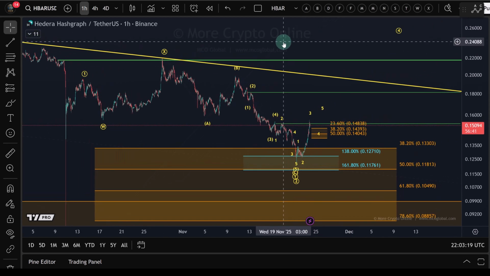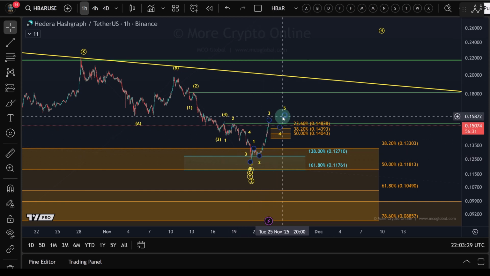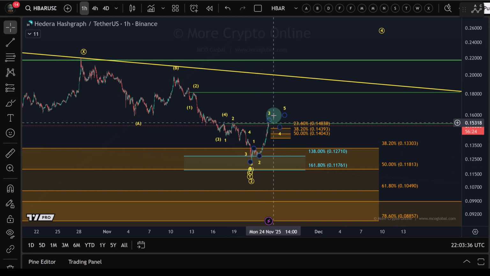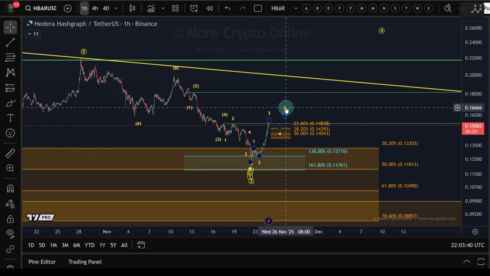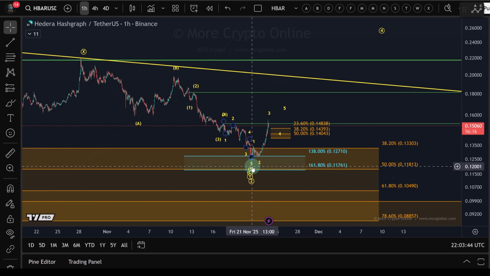HBAR is starting to show some upside momentum, which is definitely interesting. At the moment, this move to the upside looks quite impulsive. It's not an actual upside impulse, however, here from the swing low, from the Friday low. It is only a 3-wave move up so far. We would need to see a proper 5-wave move up for a proper confirmation that we've bottomed here on the 21st of November. That is what we are tracking at the moment.